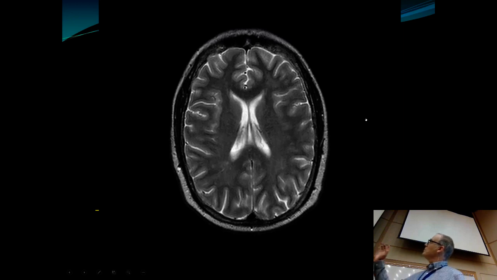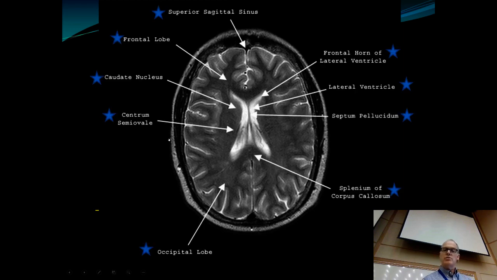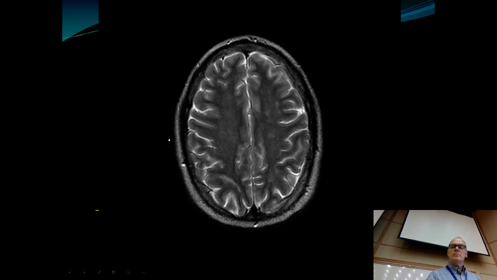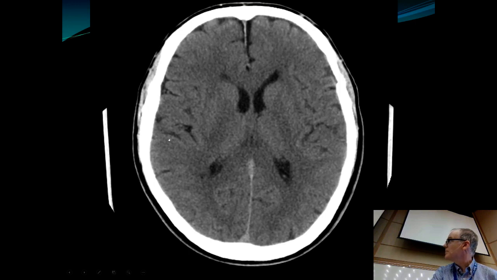Okay, and as we go up, we can mainly just make out lateral ventricles, a nice look at white matter, caudate nucleus, and a nice distinction here between gray matter and white matter out on the surface. Okay, and then we just move up to the top of the brain.